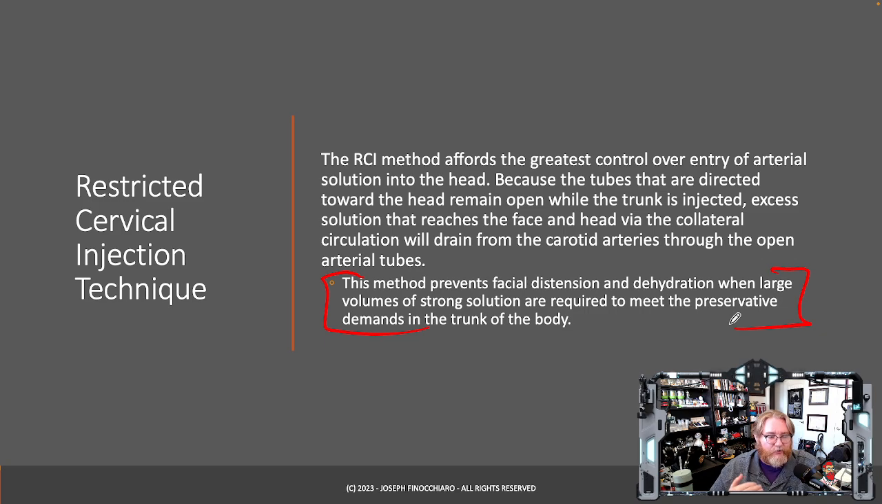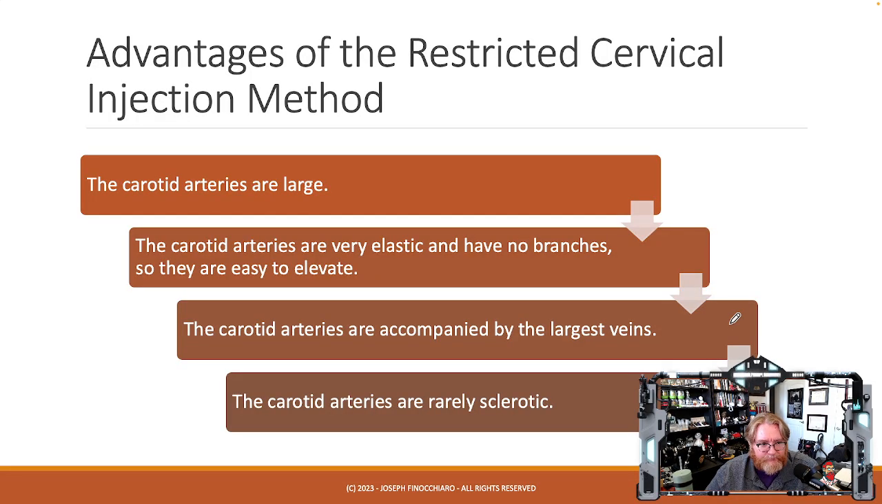Generally, it's because you are using extremely strong stuff to address something that's going on in the body. But again, depending on how a body is laying, if blood is pooling into the head, you're having lots of discoloration and swelling because fluid is going to flow from the chest into the head. If the body is lying straight down, you may have all sorts of problems, and your body will not necessitate the level of strength that you are putting into the head. So what are the advantages? The carotid arteries are large. They're very elastic. They have no branches. They have the largest veins, and they are rarely sclerotic.